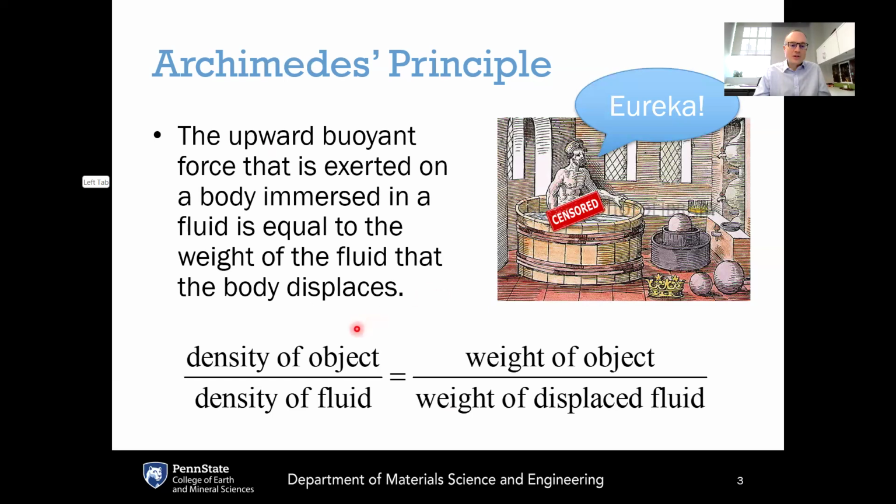And the relationship here is that the ratio of the density of the object that you're measuring over the density of the fluid is equal to the weight of the object divided by the weight of the displaced fluid. And so if you know the density of the fluid, you've measured the mass of the object, and you know the mass of the displaced fluid by measuring its volume, then you can calculate the density of the object. So this is a straightforward way to get the density of a glass sample.